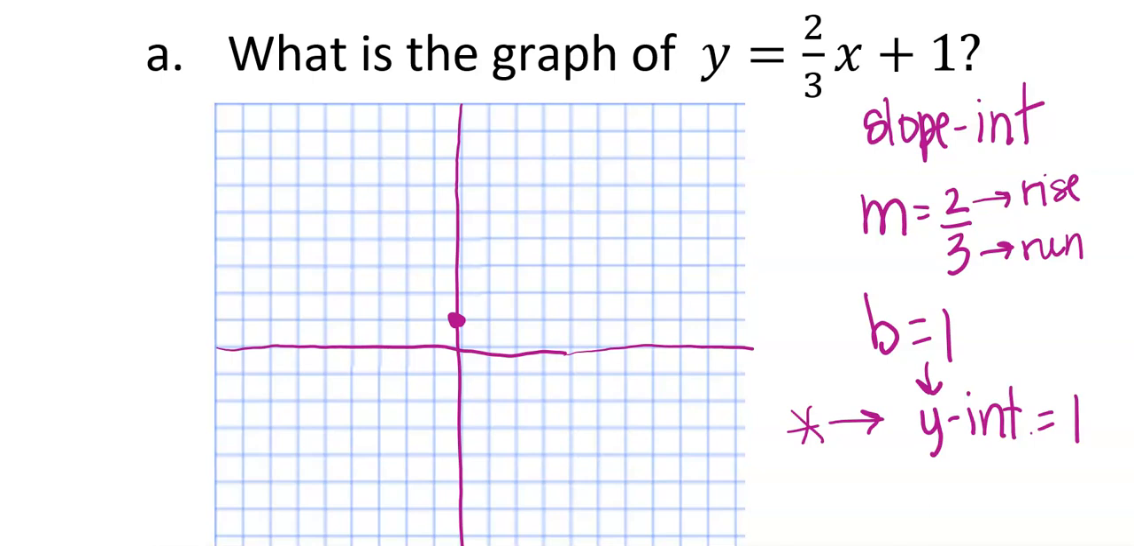Now, the negative can be in any of 3 spaces, but it can only be in there once, okay? So I'm going to show you with a negative here in a minute. But if you had, for instance, negative 2/3, you could put the negative with the top number. That would mean down 2. You could put the negative with the bottom number, which means left 3. But you can't put that negative in both places. It doesn't mean that the negative goes everywhere.